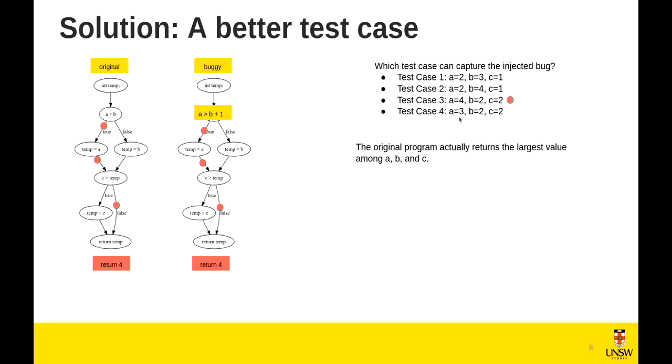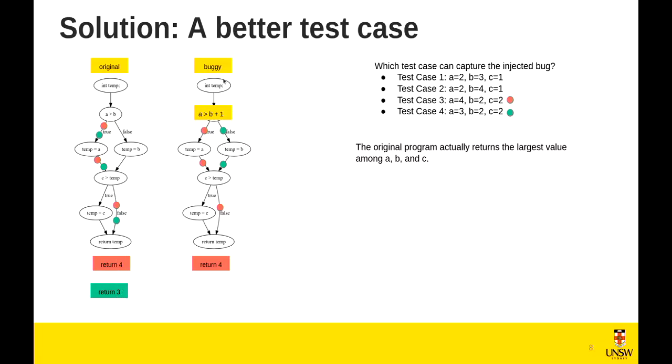However, if we use test case 4 here, what will happen is, in the original program, A is larger than B, so we will take the true branch of the first if condition here. And then, because C is 2, smaller than 3, so we will take the false branch of the second if. So this time it will return us 3. It is the correct answer.